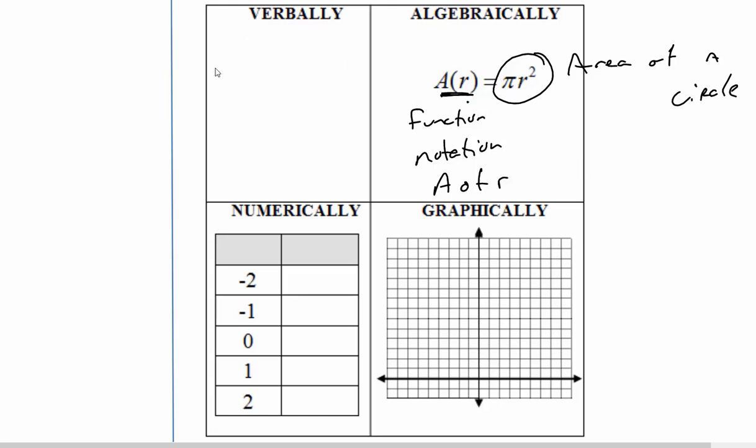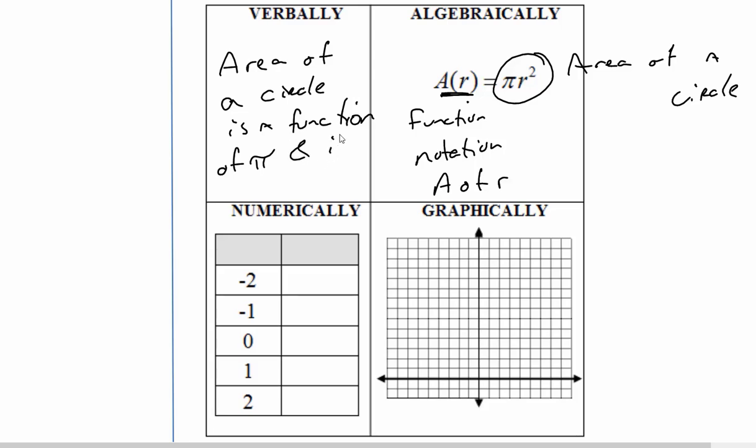All right, so the area of a circle is a function of pi and its radius squared.